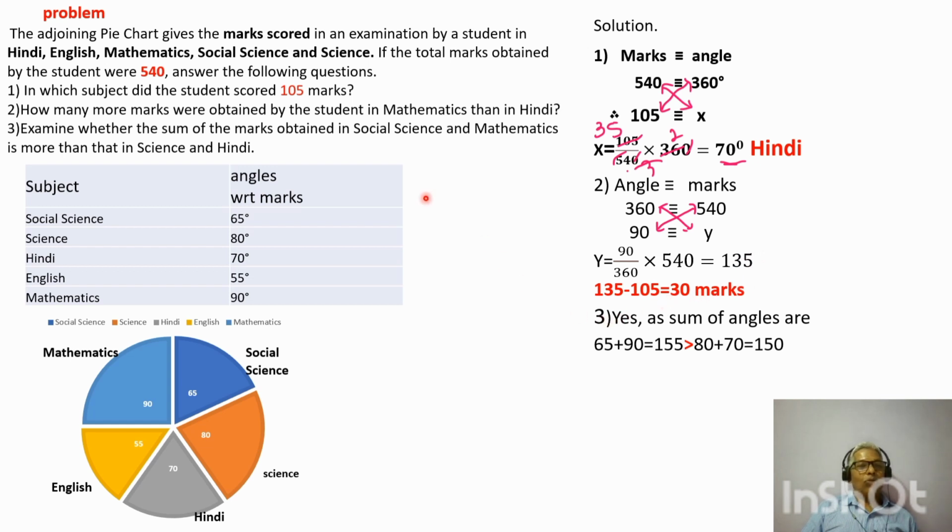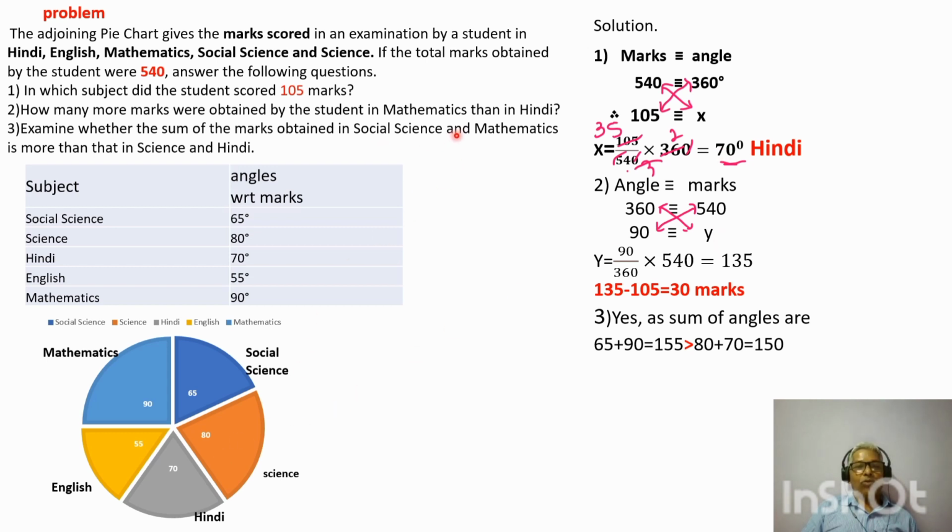Now the third question, examine the sum of the marks. Now he is trying to add the marks of social science and mathematics, and of science and Hindi, and he is asking us whether these marks are more. We did not calculate marks because angles are corresponding with the marks. As we have seen here, even here, angles are corresponding to the marks.